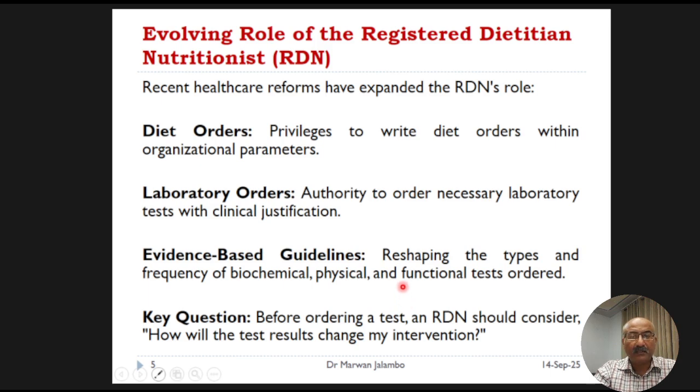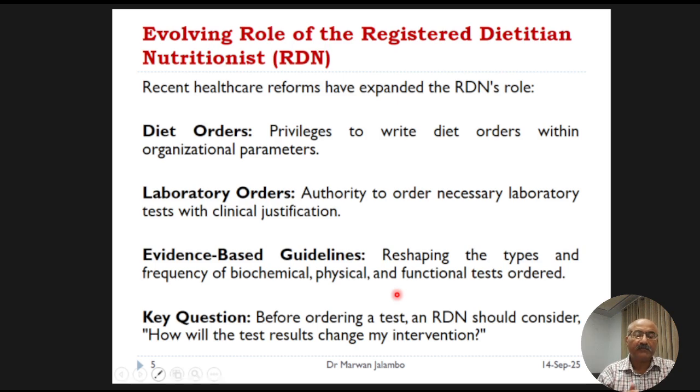It is vital to always ask ourselves a key question before ordering any test: how will these results actually change my nutrition intervention? This is the key rule, to ask ourselves how these results will actually change our nutrition intervention.